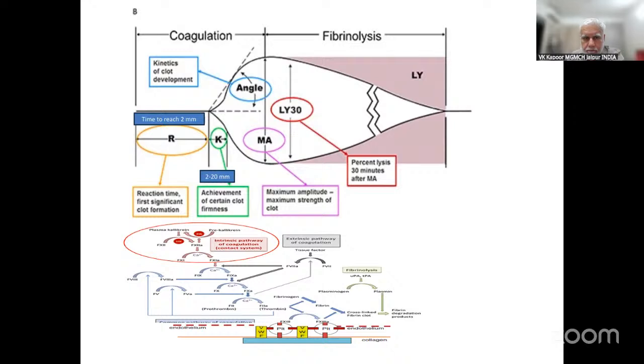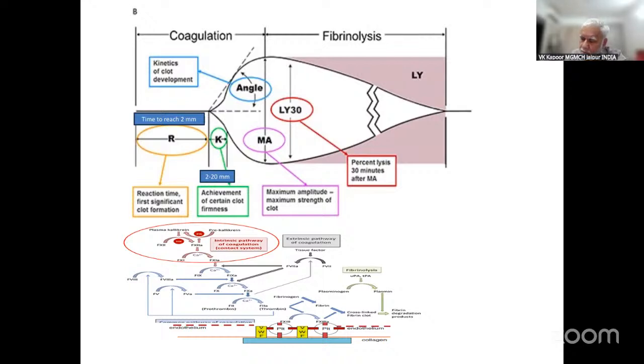And K time means the time to reach amplitude from 2 mm to 20 mm on the TEG graph. And angle means the angle to the horizontal axis. The K time and the angle denote the kinetics of the clot, and the kinetics of the clot depend upon the function of the fibrinogen present in the blood. If K time is prolonged or angle is decreased, it means there is a problem with the fibrinogen in the blood. So in that patient, we have to transfuse fibrinogen.